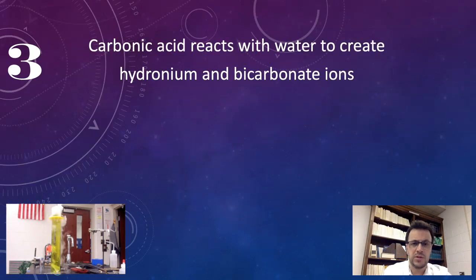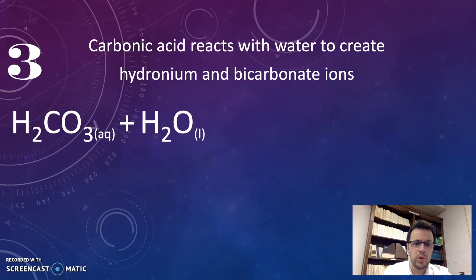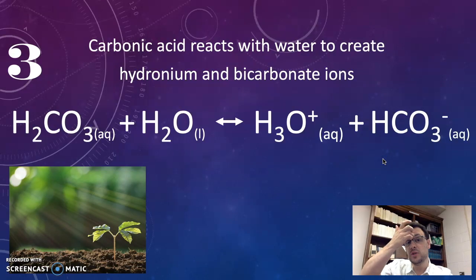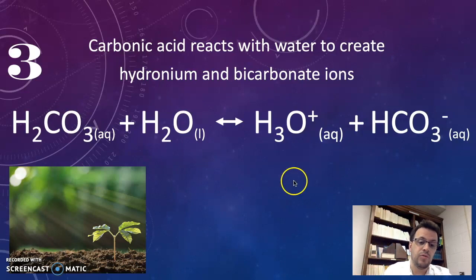So we get carbonic acid reacting with the water to create hydronium and bicarbonate ions. As you can see here, this is an equilibrium reaction. The carbonic acid is a weak acid, so it doesn't fully dissociate. This is an interesting reaction. These components here are actually essential key components in photosynthesis, and this is essentially how the mesophyll within the leaves of a plant absorbs carbon dioxide.